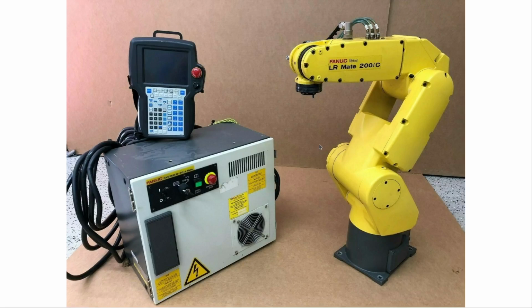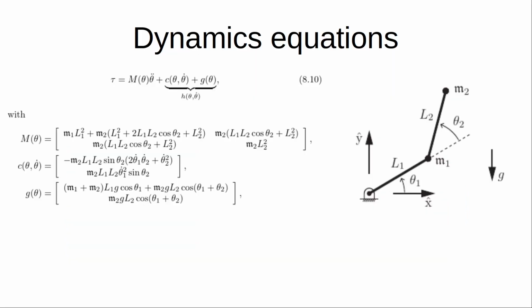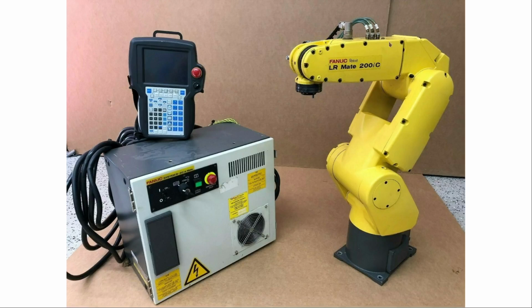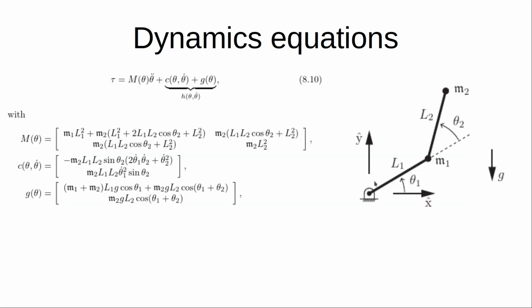These motions are usually time optimized trajectory, and they are highly dependent on the dynamic equations. So here's a quick example of such equation. As you can see, the equation is very complex for just a 2-joint robot, and for such a robot like 6-joint that's typically used, this equation will be very, very complicated.